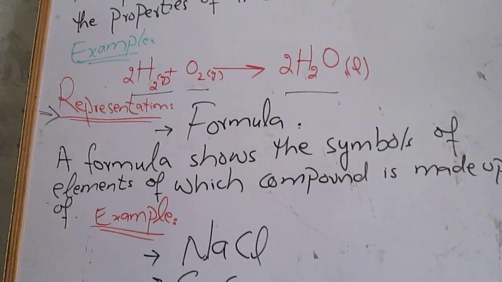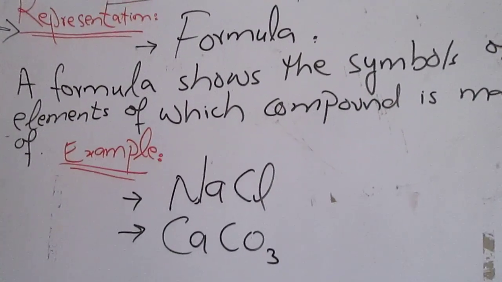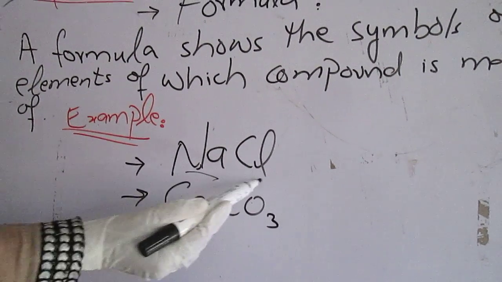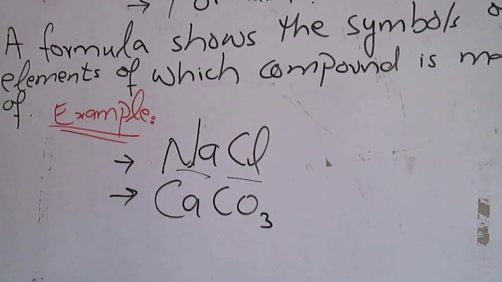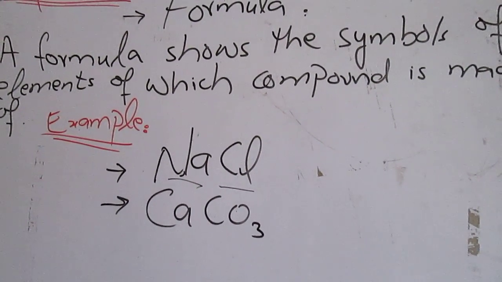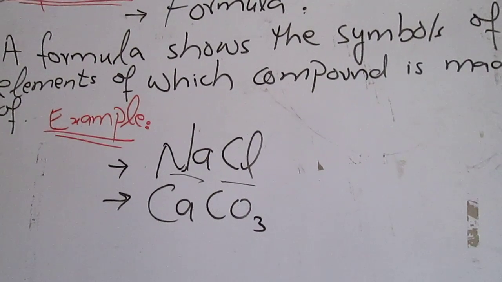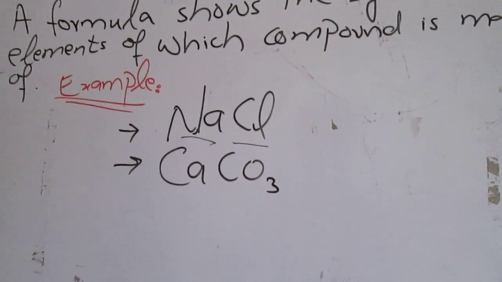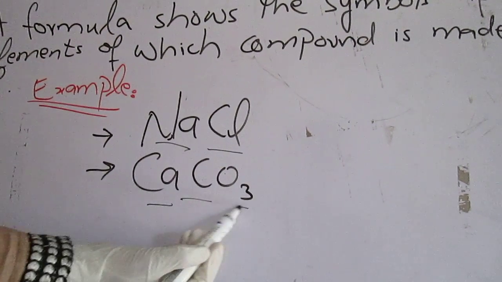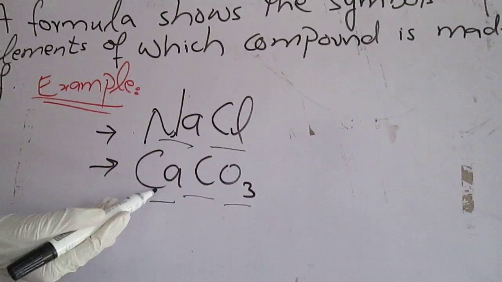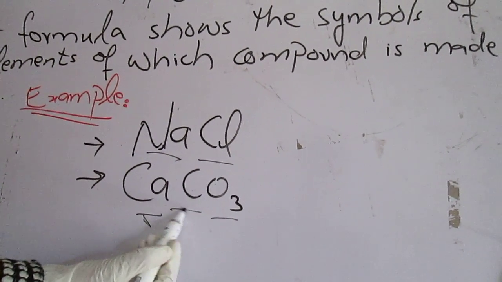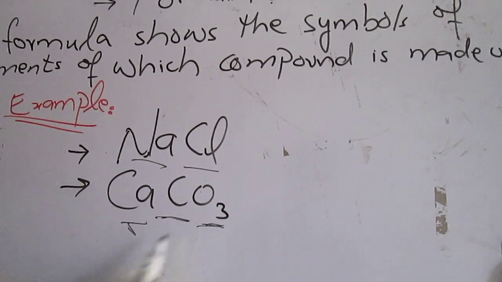For example, sodium chloride, which is also known as table salt, is made up of sodium and chlorine. Here Na is the symbol of sodium and Cl is the symbol of chlorine. Calcium carbonate is another example of a compound which is made up of calcium, carbon and oxygen. Here Ca is the symbol of calcium, C is the symbol of carbon and O is the symbol of oxygen.